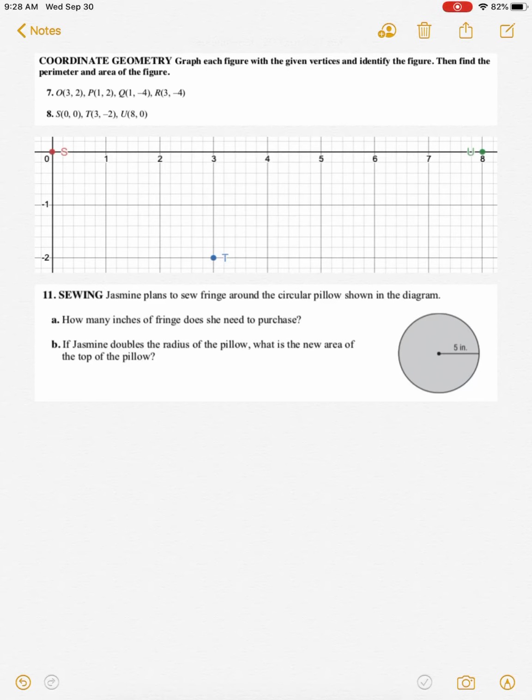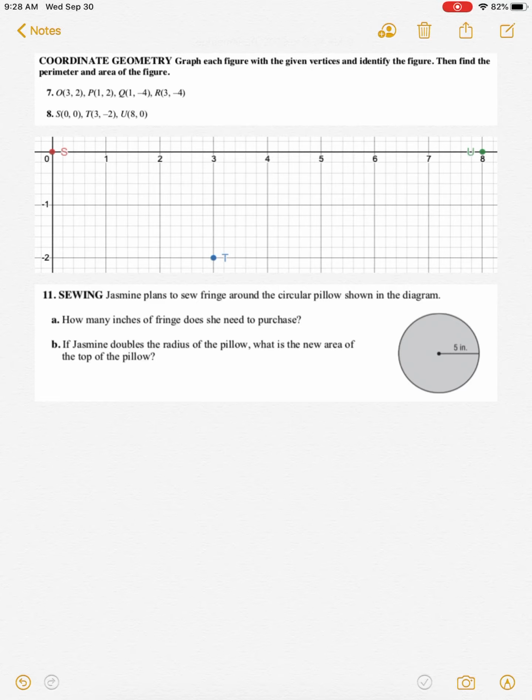Alright, so today we're going to talk about number 8 and number 11 on the 1-6 practice. Number 8 tells us to graph each figure with the given vertices and then identify the figure. Then we need to find the perimeter and the area of the figure.